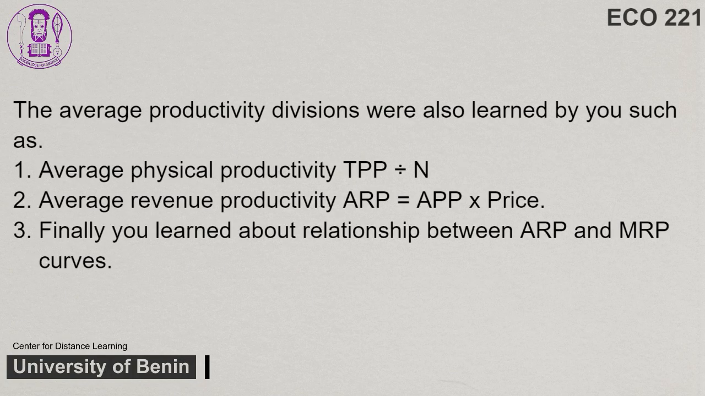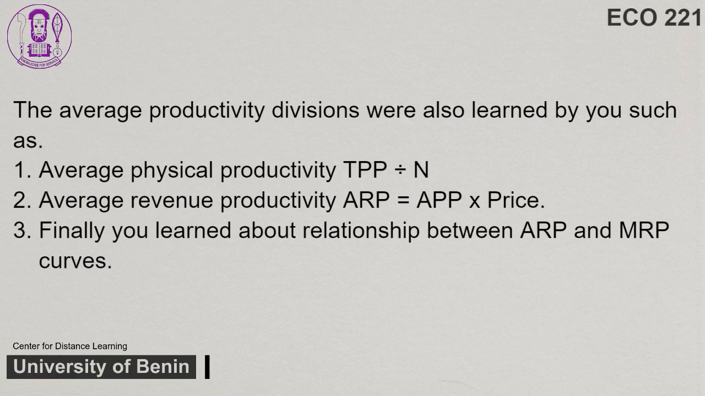The average productivity divisions were also learned by you, such as 1. Average physical productivity, TPP divided by N. 2. Average revenue productivity, ARP equals APP times price. 3. Finally, you learned about the relationship between ARP and MRP curves.